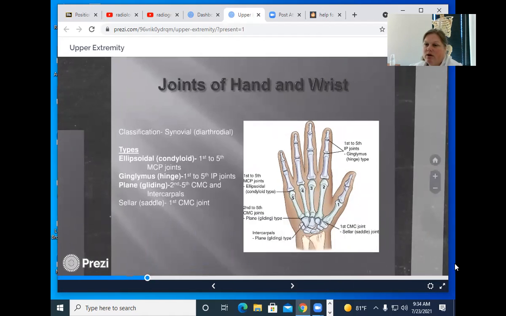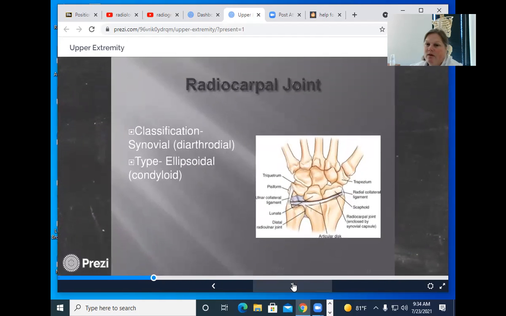These are little charts in the book. I recommend noting the type of movement that they have. So ellipsoidal, our MCP joints. Ginglymus, or a hinge, the IP joints. Plane or gliding is the CMC and intercarpals. And then our special one that you'll see on the test, the saddle or sellar, is the first CMC joint. They are synovial, diarthrodial, meaning freely moving. That's our radiocarpal joint.